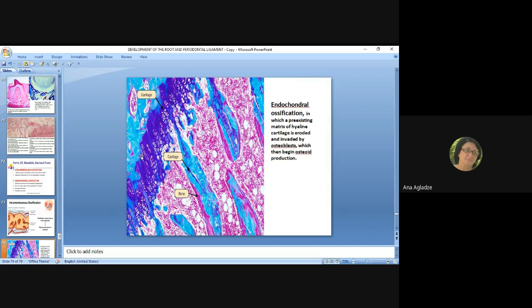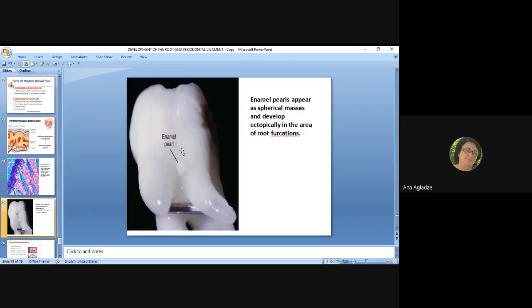And here you can see the enamel pearl, and you now know that these pearls are spherical masses that develop ectopically in the areas of root furcation. These are small isolated spheres of enamel that are occasionally found on the root surface, especially towards the cervical margin. They are particularly common at the root furcation area, and they may also occur at lower levels.